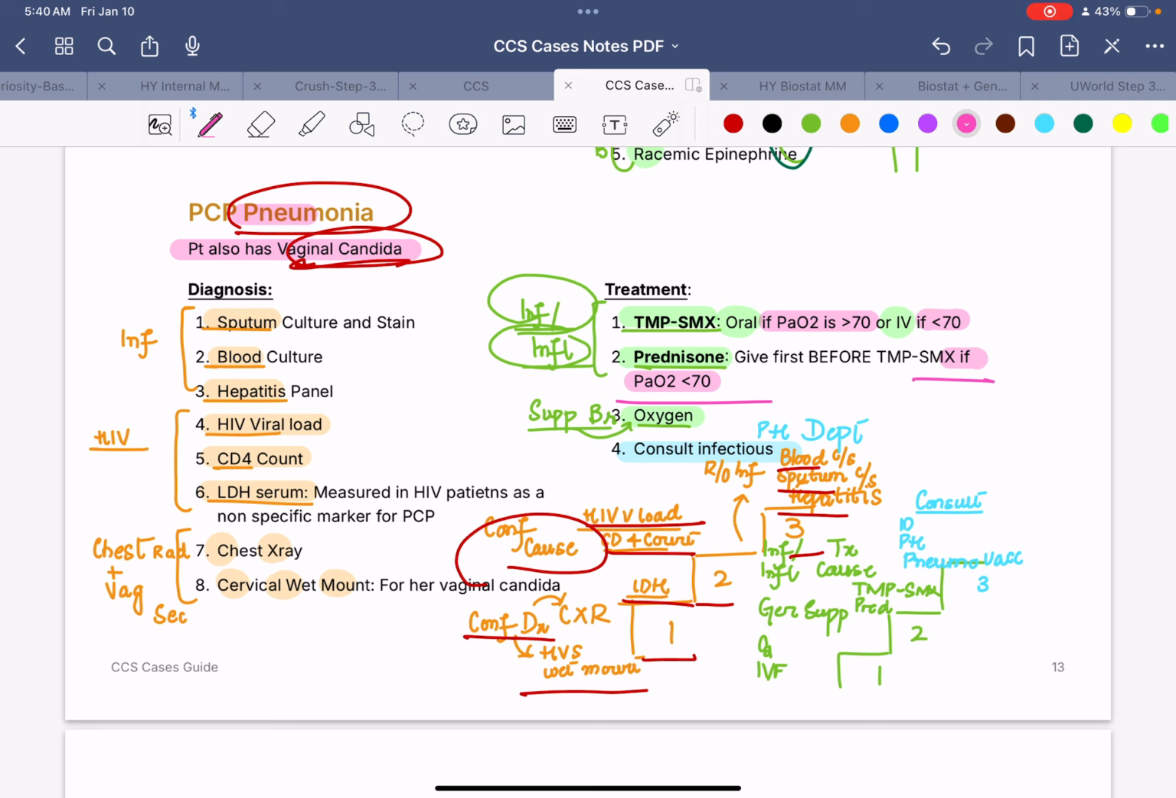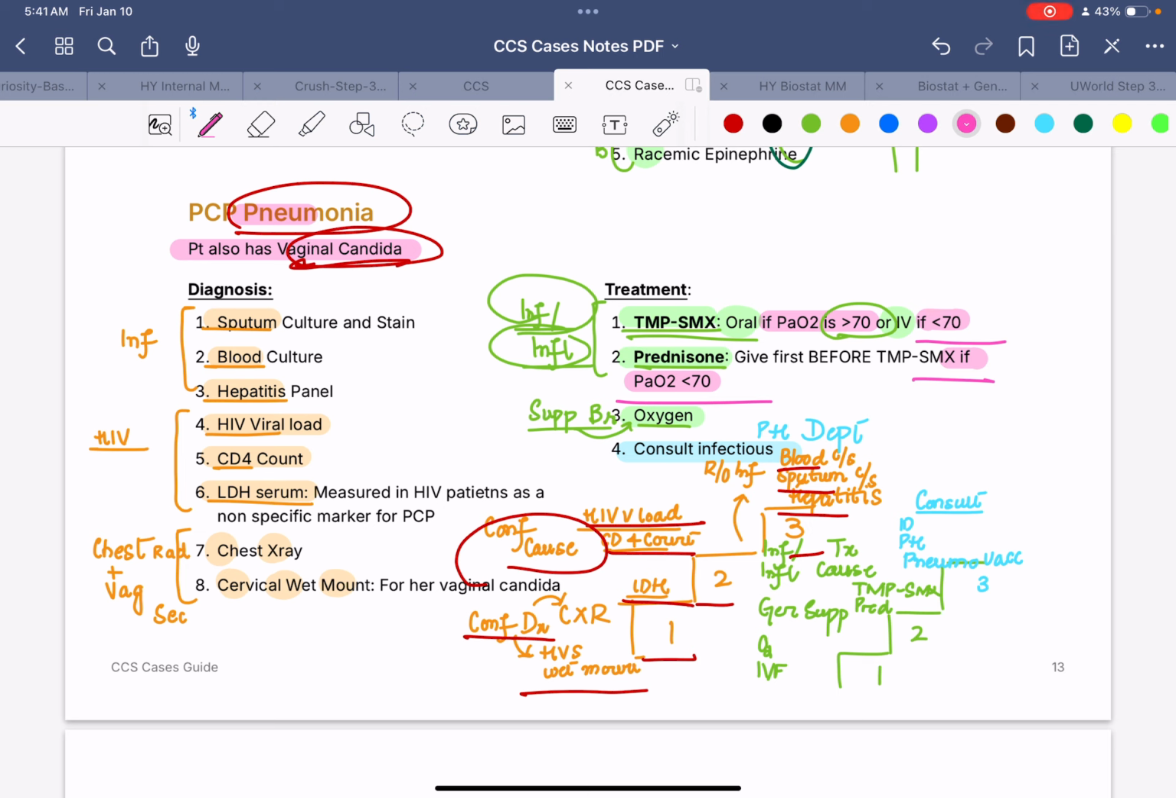And for trimethoprim sulfamethoxazole, which is the specific treatment for PCP pneumonia, if the partial pressure of oxygen is greater than 70, you can simply give him an oral trimethoprim sulfamethoxazole. But if the partial pressure of oxygen is less than 70, then you will have to give him IV. So this is the treatment for PCP pneumonia. One is the general treatment, where it's oxygen and intubate and mechanically ventilate if the patient is having breathing difficulty.